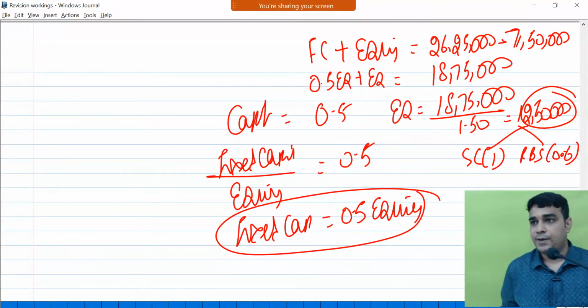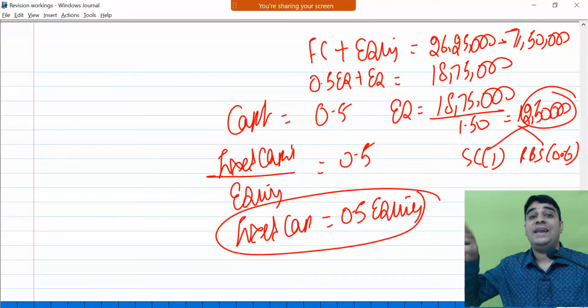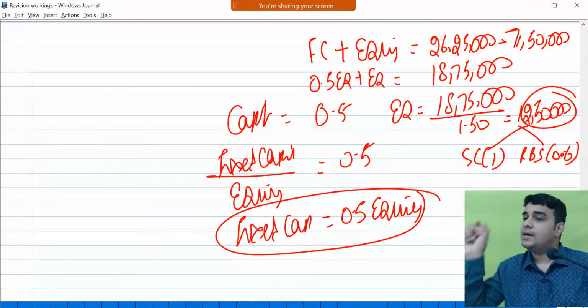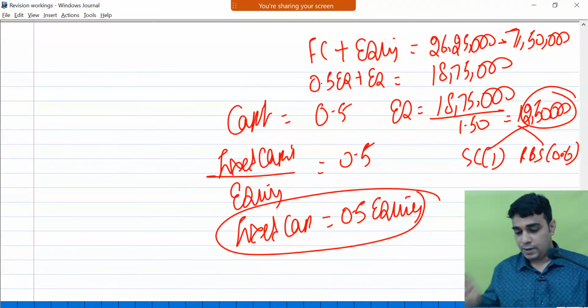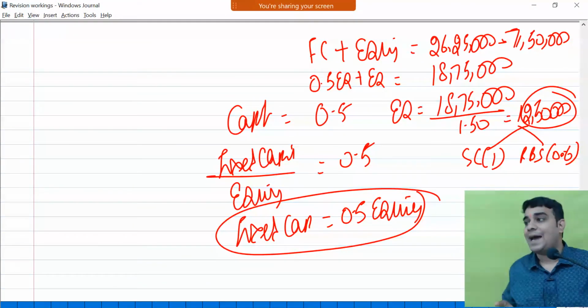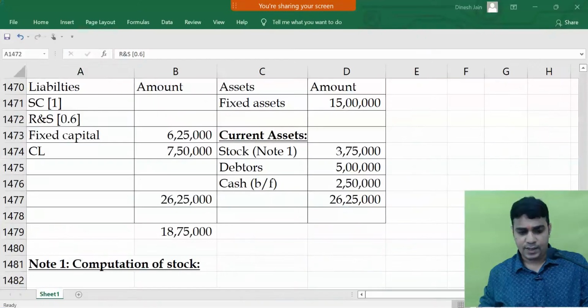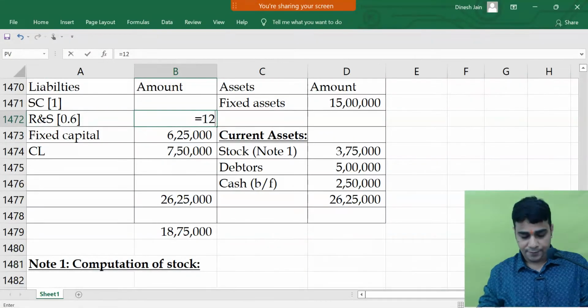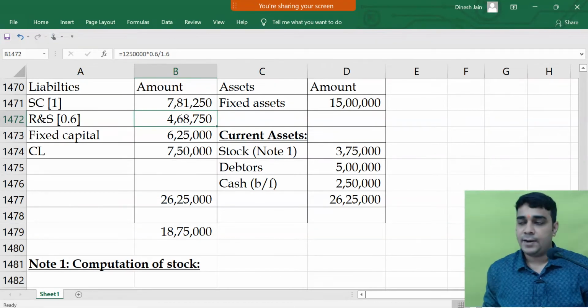See, sometimes they can say reserves and surplus to net worth is 0.6. If they use the word net worth, reserves and surplus is 0.6, share capital is the balance 0.4. Here what they mentioned is reserves and surplus to the share capital, so 0.6 is to 1. Split this 12 lakh 50 in the ratio of 0.6 is to 1 and we are done. So 12 lakh 50 into 0.6 by 1.6 and into 1 by 1.6. We get 781,250 and 468,750 and we are done with the balance sheet.